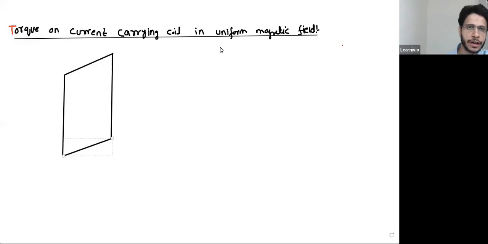This is torque on a current carrying coil in a uniform magnetic field. Let's take this rectangular coil. It's carrying some current I in this way. And this is your magnetic field.